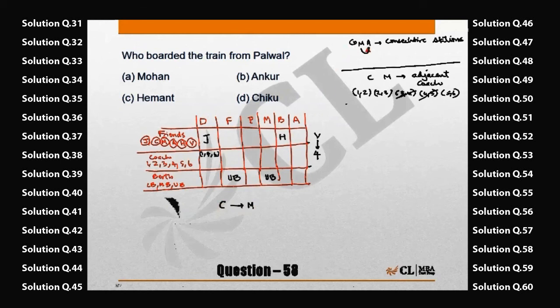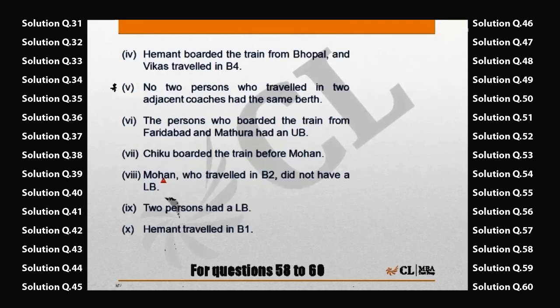We know that Mohan and Ankur boarded the train at consecutive stations. So C has to come before M and A. For M and A, the only two possibilities were FP or PM. Therefore, the only possibility now is CMA, which means V has to go there, along with V4 would come.